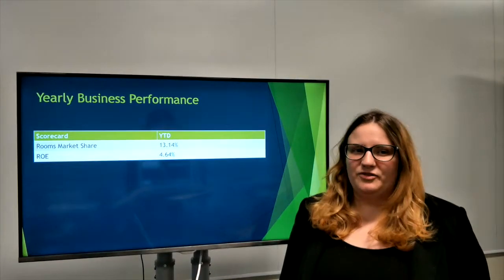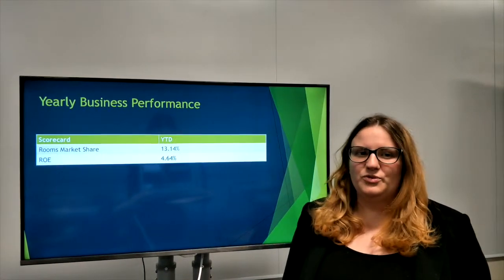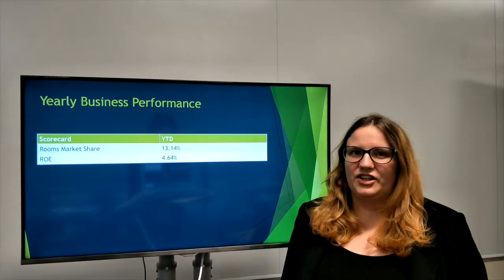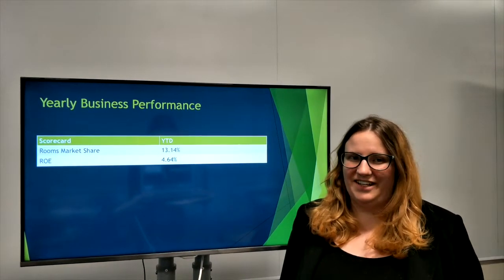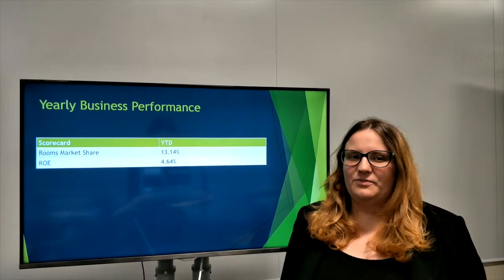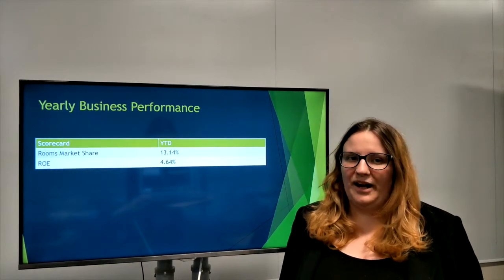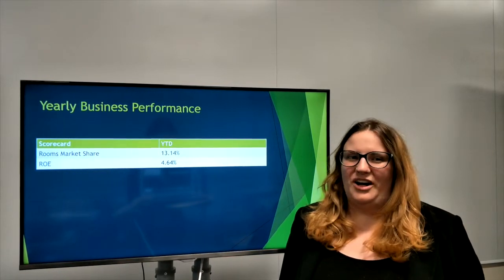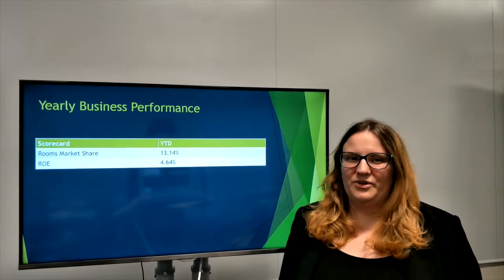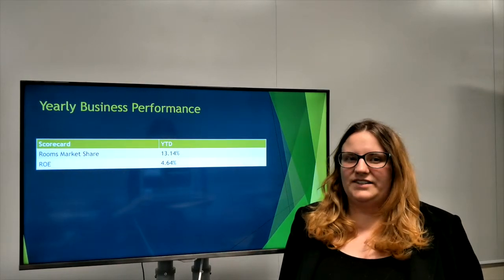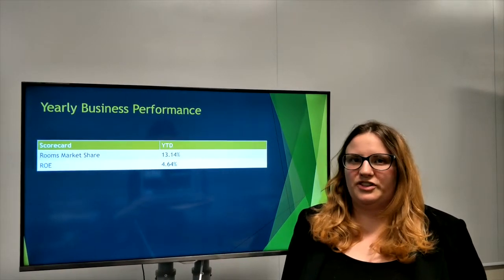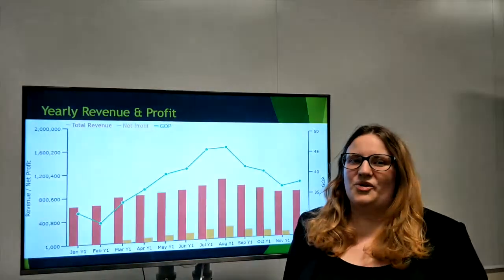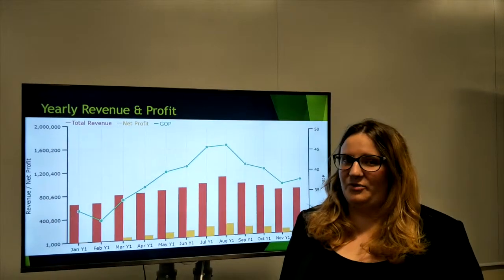Now, for our yearly business performance, you can see that our rooms market share was 13.14%, which was also the second highest of our competitive set. And this can be explained by the fact that the strategy we applied was lowering rates to increase occupancy, while our ROE was only 4.64%. And this means that we weren't as profitable as we could have been with the money invested by our owners. So here you can see our yearly revenue and profit.